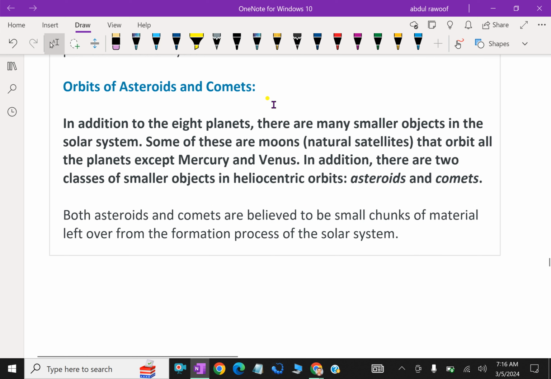Orbits of asteroids and comets. In addition to the 8 planets, there are many smaller objects in the solar system. Some of these are moons, that is, natural satellites, that orbit all the planets except Mercury and Venus. In addition, there are 2 classes of smaller objects in heliocentric orbits, asteroids and comets. Both asteroids and comets are believed to be small chunks of material left over from the formation process of the solar system.